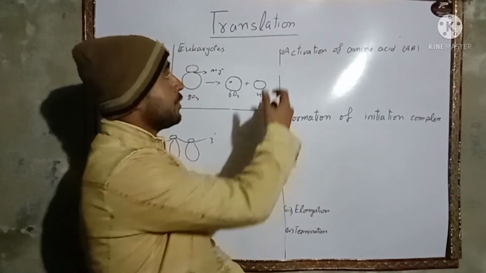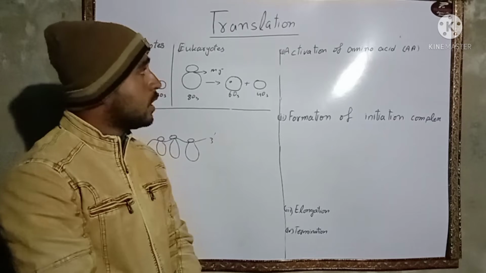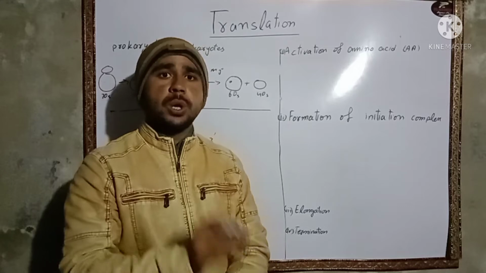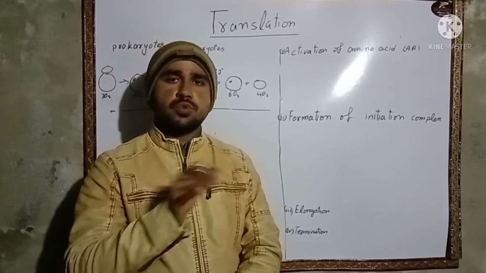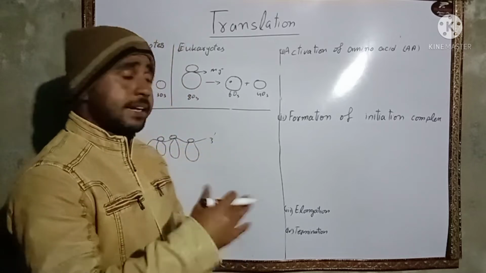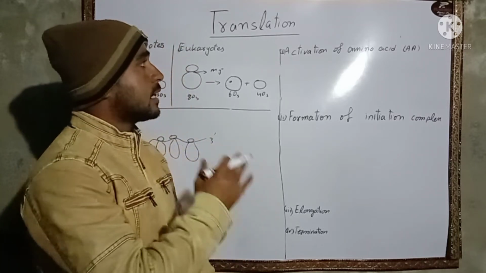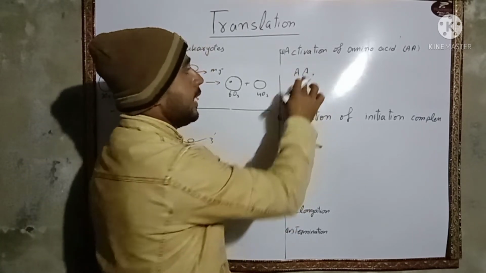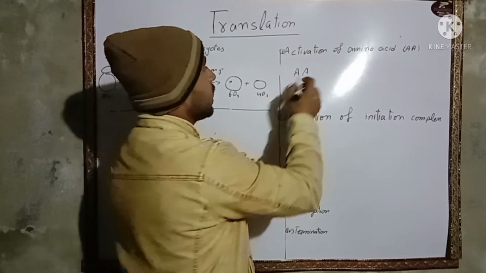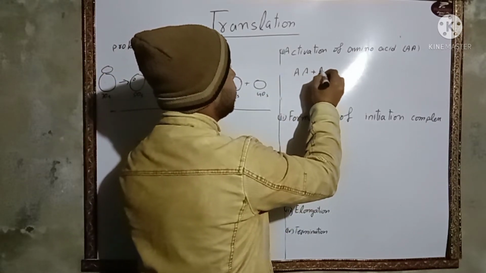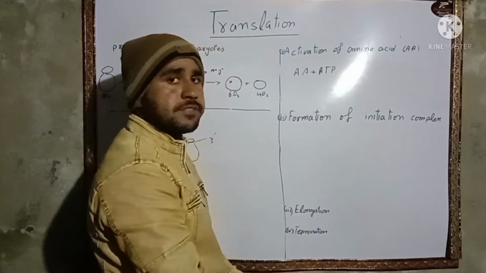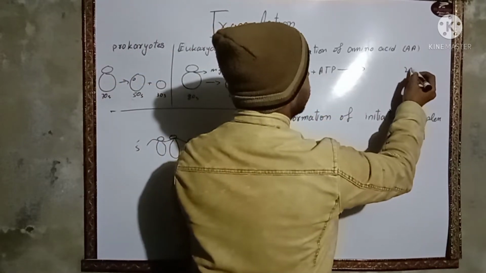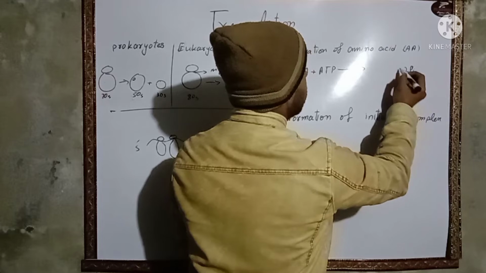Firstly, we are going to discuss the activation of the amino acid. In this step, the amino acid combines with ATP, adenosine triphosphate, and ATP releases two phosphate groups. Then the remaining structure is called the active amino acid, like this. AA represents the amino acid.